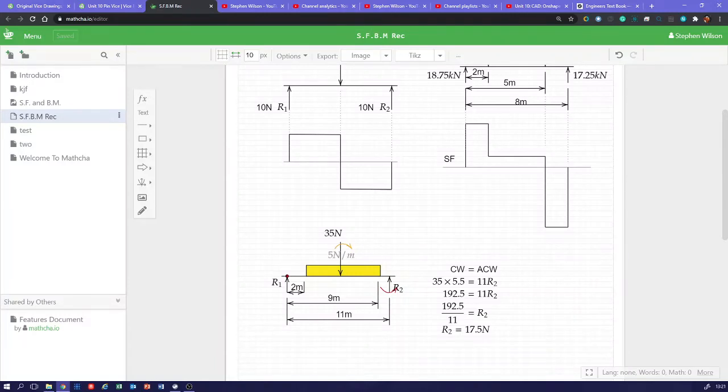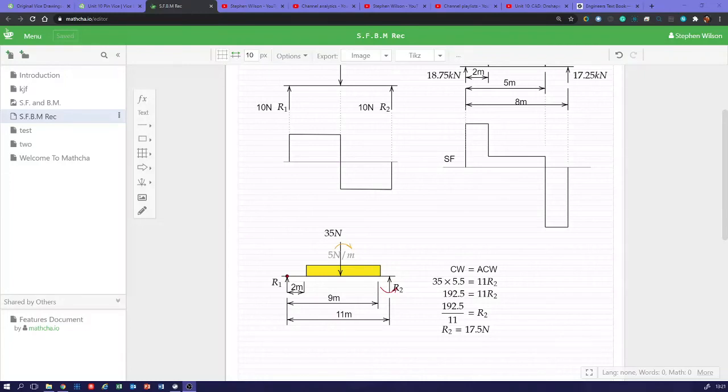So R1 must be 35 subtract 17.5. So of course R1 is also 17.5 because our 35 newtons is in the middle. So R1 and R2 equal 17.5. Okay.